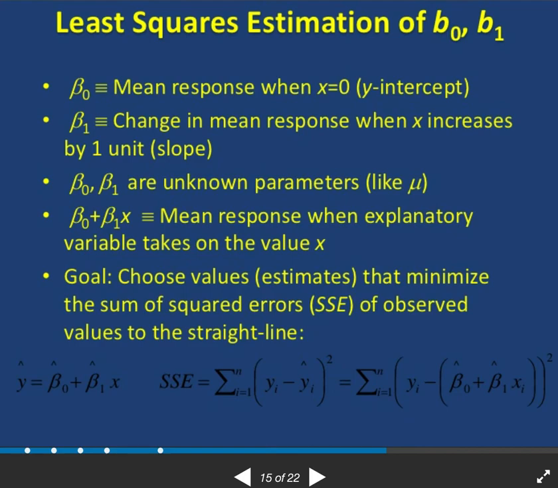Beta 0 plus beta 1x is your mean response when an explanatory variable takes on the value of x. So if we have 10 years of education, this x value right here would be 10 multiplied by your coefficient plus your beta 0. Now the goal is you choose estimates that minimize the sum of squared errors, or SSE, of observed values to the straight line.